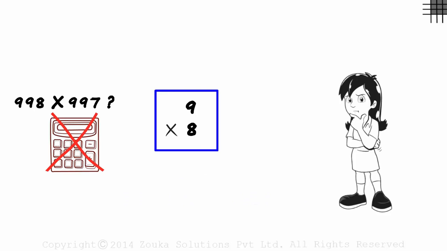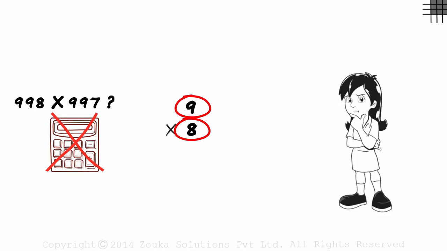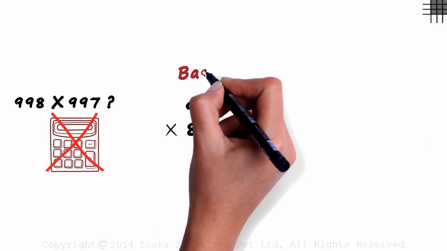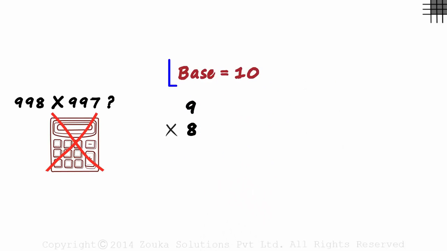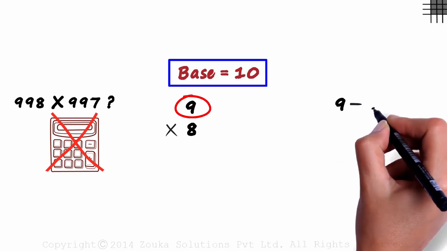When we are given the multiplication problem, the first thing we should ask ourselves is, which base is close to both the numbers? Here, both numbers are close to 10, so we can say that the base is 10. Once the base is decided, life becomes really easy. First, we subtract the base from each of these numbers. Subtracting the base from the first number, we get 9 minus 10.